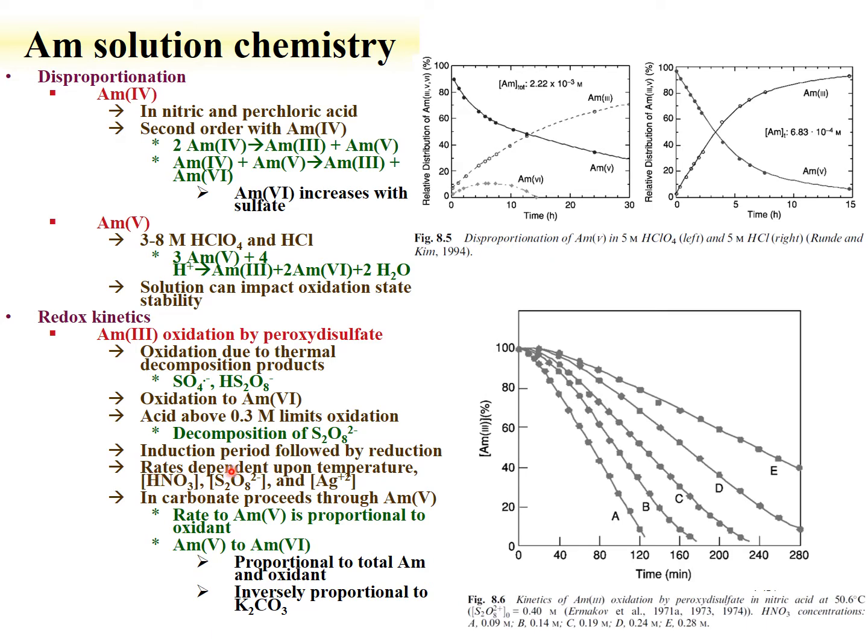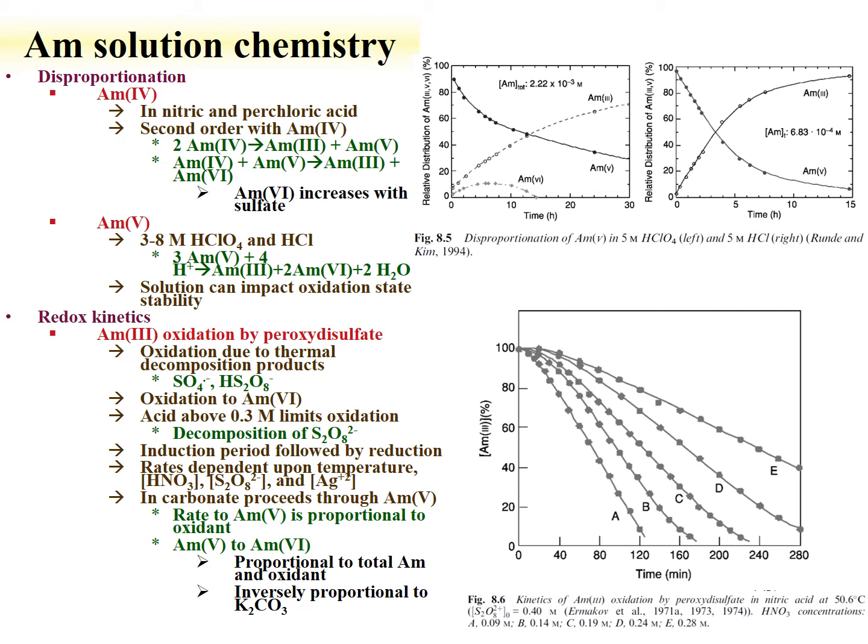It is found that the rates of oxidation are dependent upon temperature, nitric acid, and which oxidizing agent one is using. In carbonate systems, the oxidation can proceed through americium 5.